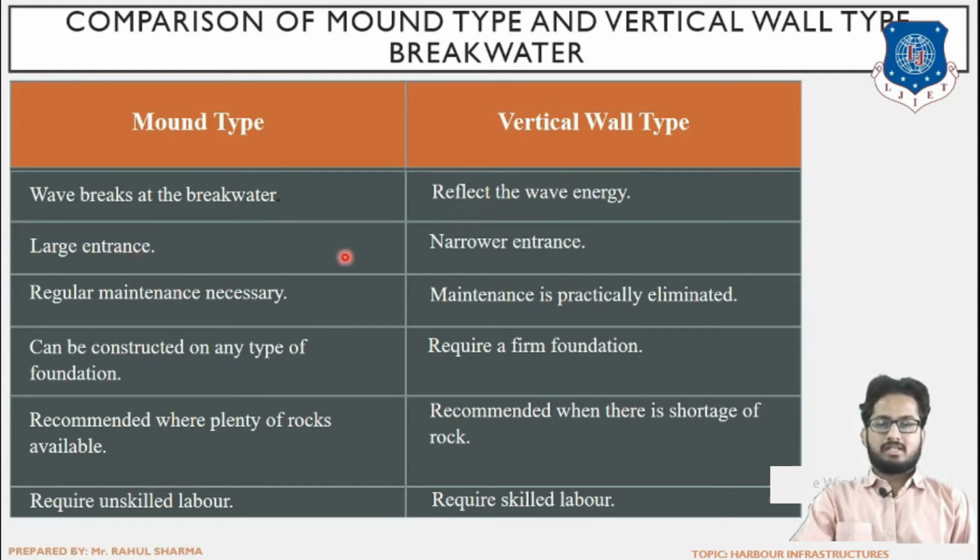Large entrance in case of mount type and narrow entrance in case of vertical type. The reason being that here, as the energy of wave is getting dissipated, so if large entrance is there, then that might not be an issue. But here, as the wave energy isn't getting dissipated, only it is getting reflected, so if larger entrance is provided, then that might cause an issue while the operations are being carried out in the harbor. So that is the reason regarding the entrances.